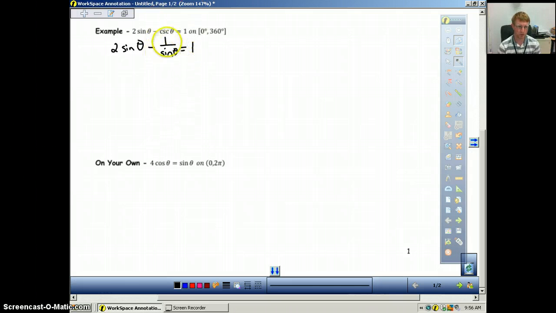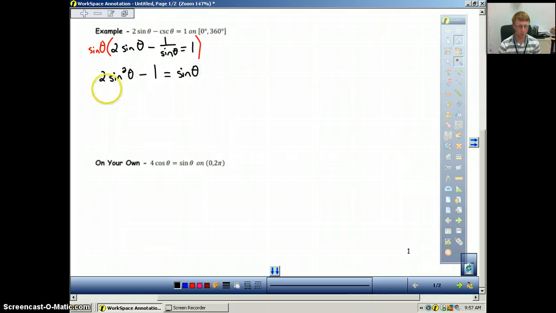So now we have an issue here. So again, if we're going to try and isolate sine, we've got to clear the bottom of sine. So then what we're going to do that is we're just going to multiply every single term by the sine of theta. So what we do is we end up with 2 sine squared of theta minus, when you multiply sine by 1 over sine, that's just going to give you 1. And then 1 times sine of theta is sine of theta.